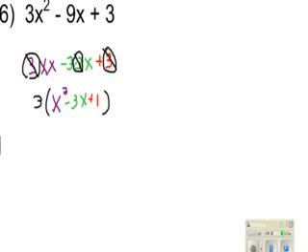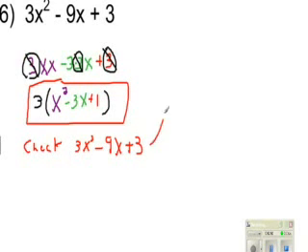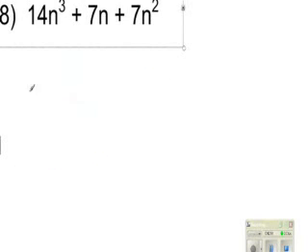Now to check this out, you distribute the 3 again to check it. This is our answer, but we check the answer by distributing. So let's check. 3x squared, and then 3 times negative 3 is minus 9x, and then 3 times 1 is 3. And we look, and lo and behold, it checks out. This is the solution. This is the factored form. This is the distributed form. We want the factored form. That's the answer.